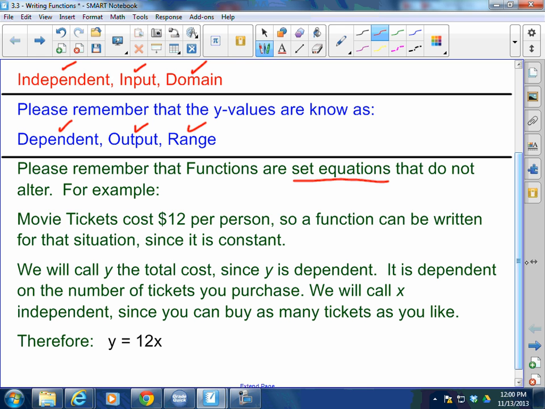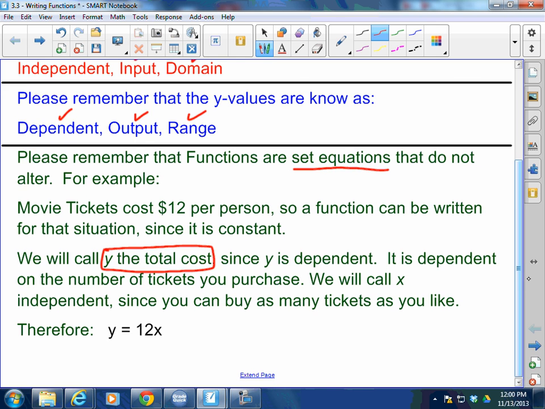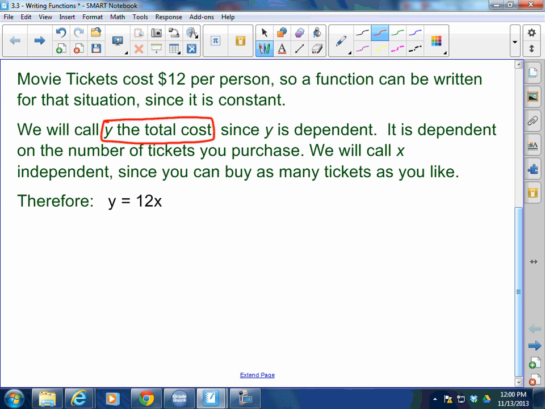So we're going to call y the total cost. I cannot tell you how important it is, my friends, to label variables. I mean, if you don't label things, this is going to be virtually impossible, for real. So y is the total cost since it is dependent. What is it dependent on? Well, it is dependent on the number of tickets you purchase. So we will call x independent. X is independent. That's going to be the number of tickets that you purchase, since you can buy as many tickets as you like.